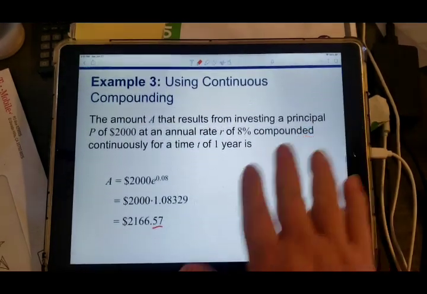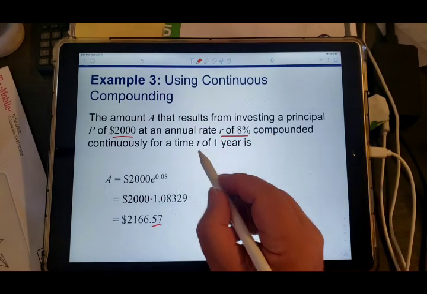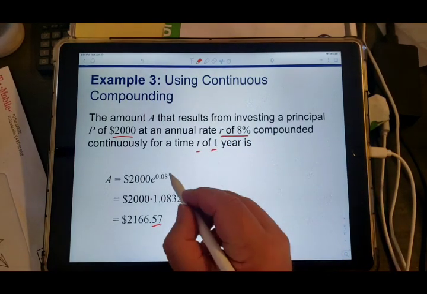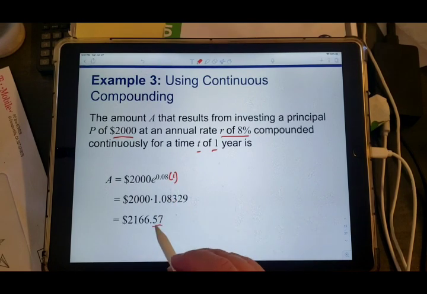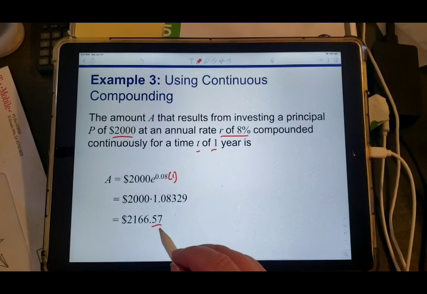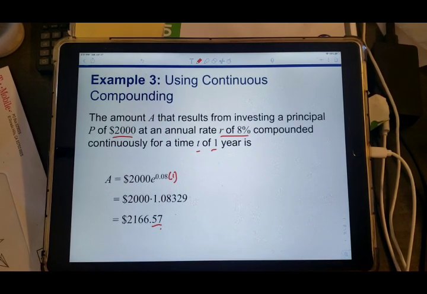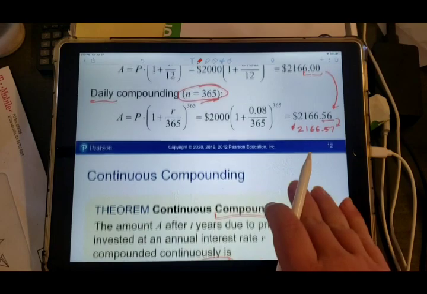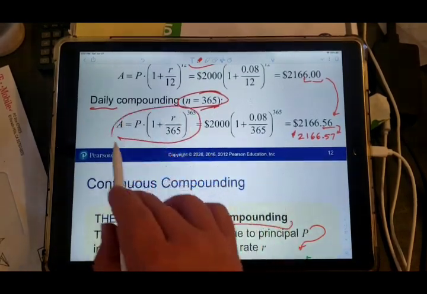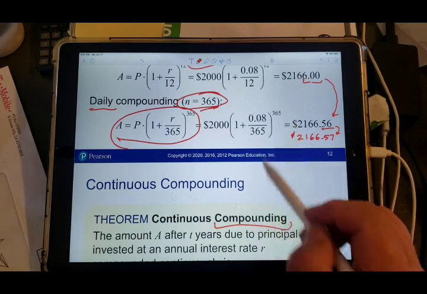So same idea, same parameters as before. P is still 100, R is still 0.8, t is 1. So you substitute that into this formula. Use your calculator with the e button, and notice what you get. You get 1 penny more over the course of a year. Okay, not a big deal, but the calculation was easier than the calculation with this formula with the number 365, the fraction divided by 365, raising to the 365.